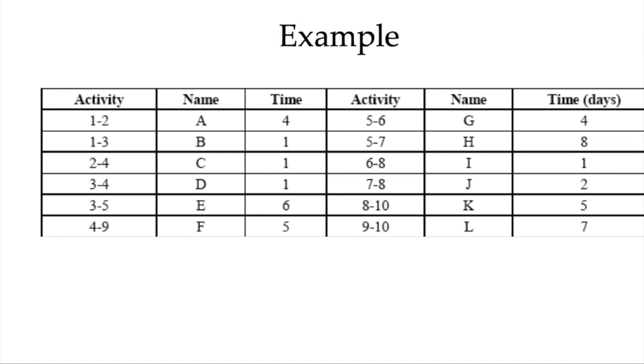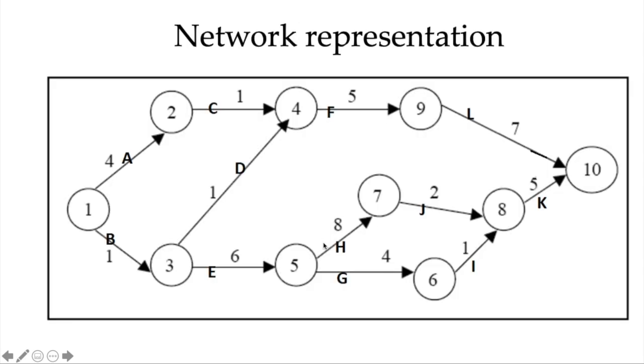So here we have an example. Certain activities are given here, like activity A, which requires 4 units of time. This is basically given in days, so 4 days, and this is denoted in the diagram by activity 1, 2. Similarly, activity B is denoted by activity 1, 3, and it requires 1 day. So if we draw a network diagram for this, it is shown here. Now you can see activity 1, 2 has the name A, and it requires 4 units of time or 4 days. Activity C requires 1 day, B requires 1 day, D requires 1 day, E requires 6 days, and so on.